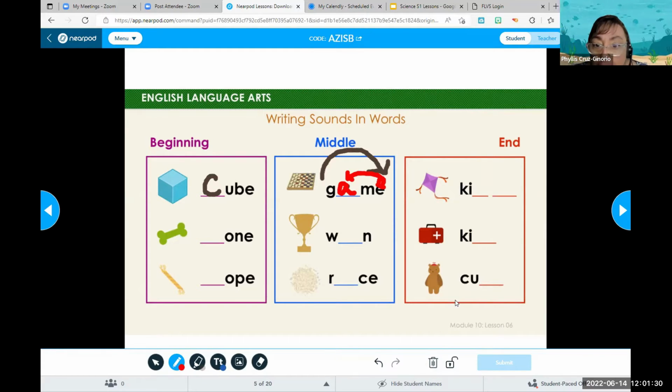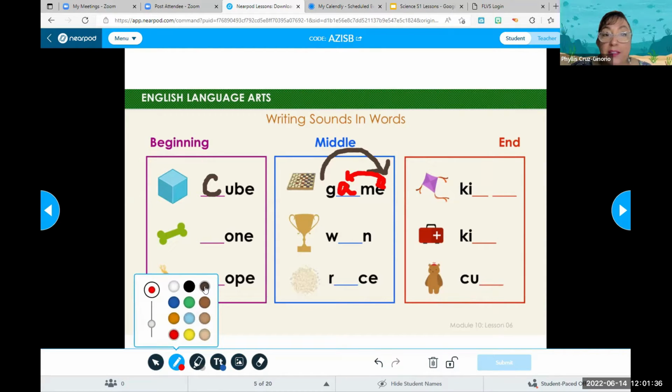Let's try that last picture. Oh, he's so cute. It is a picture of a bear. Let's see. It's got a beginning sound, K. It has a middle sound already. There's no U. There's no E, so you can't say you, right? So it's got to be no magic E. So we have to have our short U.